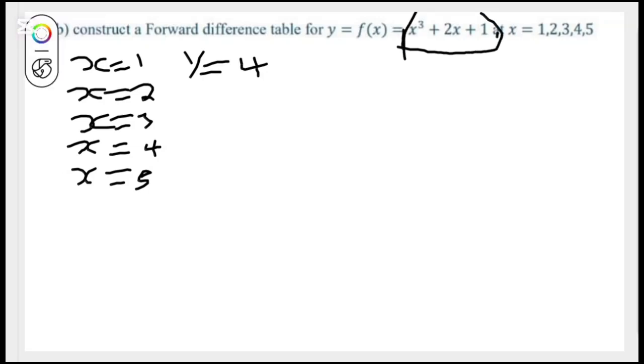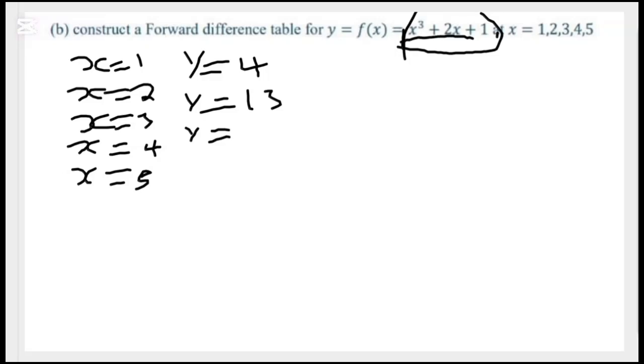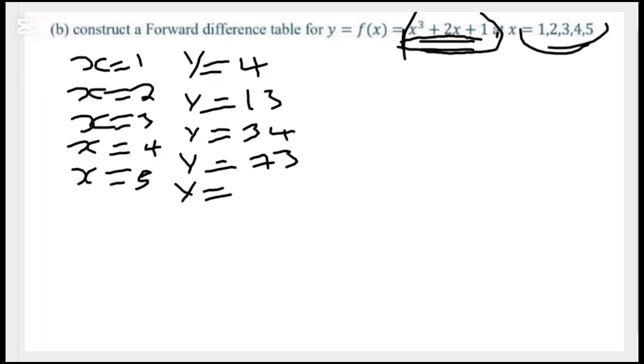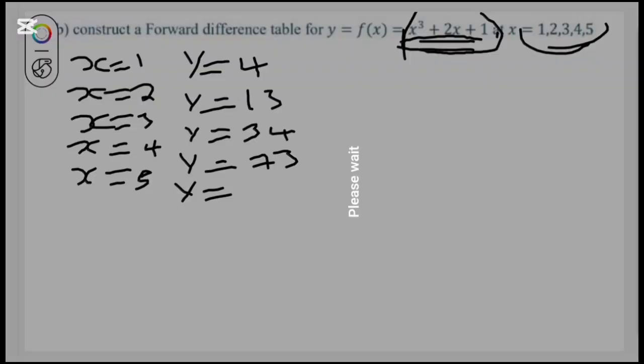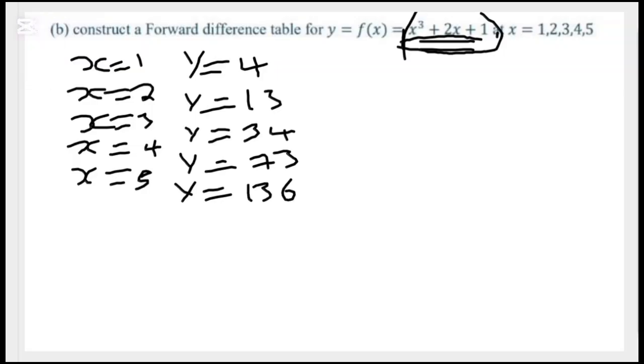So I'll get 4. And also if I substitute 2 inside this function, I'll get y equals 13. And also if I substitute 3, I'll get 34. And if I substitute 4, I'll get y equals 73. If I substitute 5, last but not least, you have to take note, these are the x. You are going to substitute them. So I'll get 136.